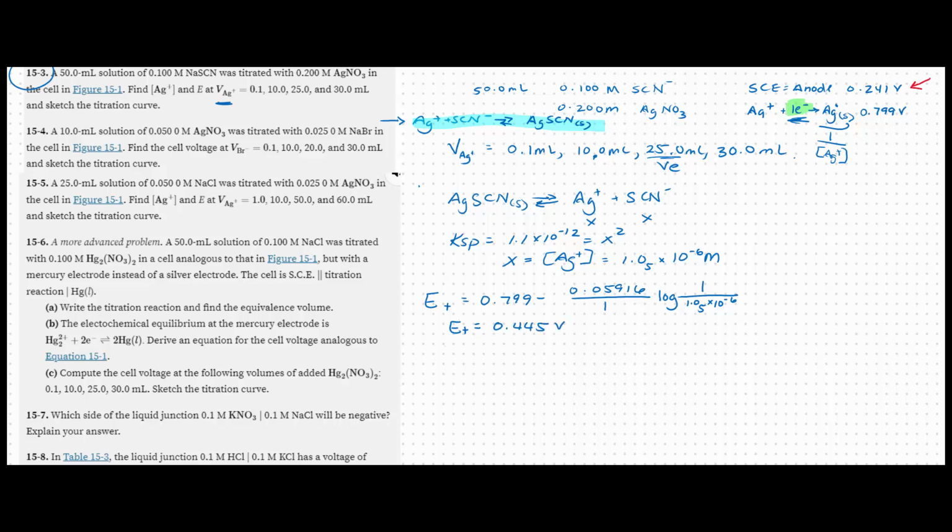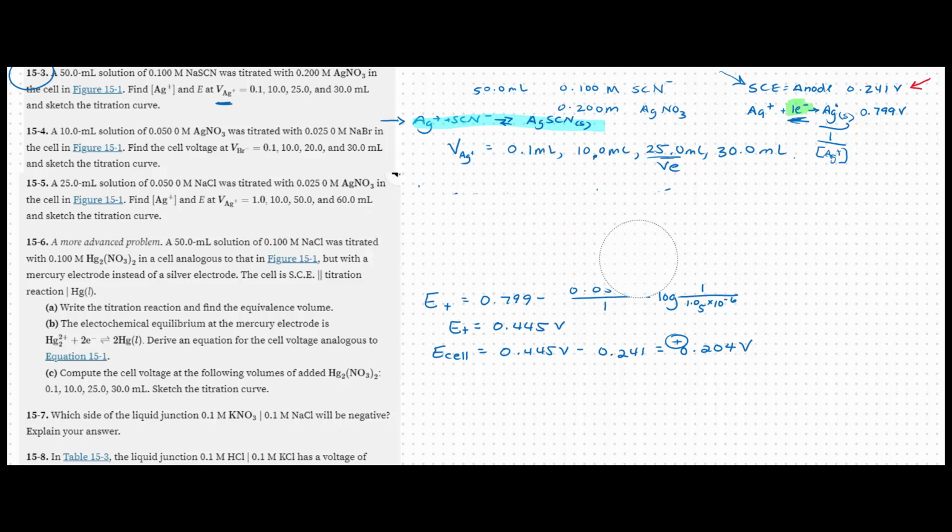to be 0.445 volts. So the E of the cell is still going to be the E of the cathode minus the E of the anode. And again, that anode is that saturated calomel electrode. So you should get an E of the cell value of 0.204 volts, and this time it is positive.